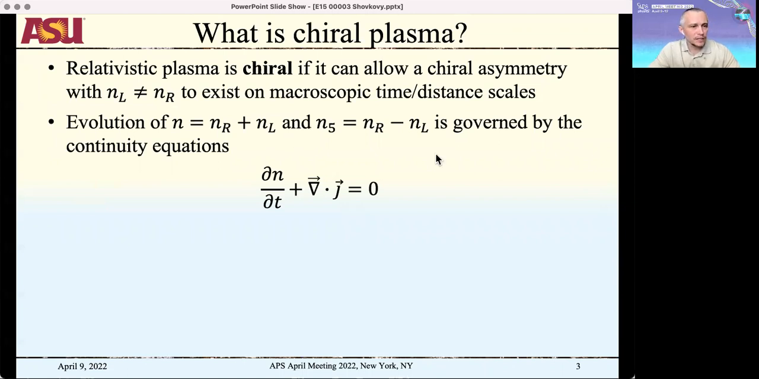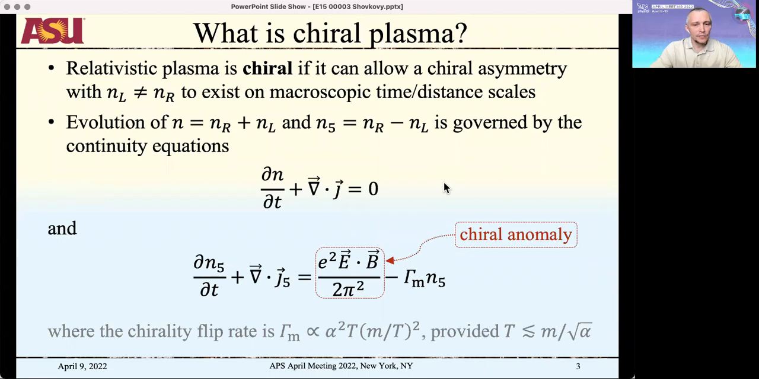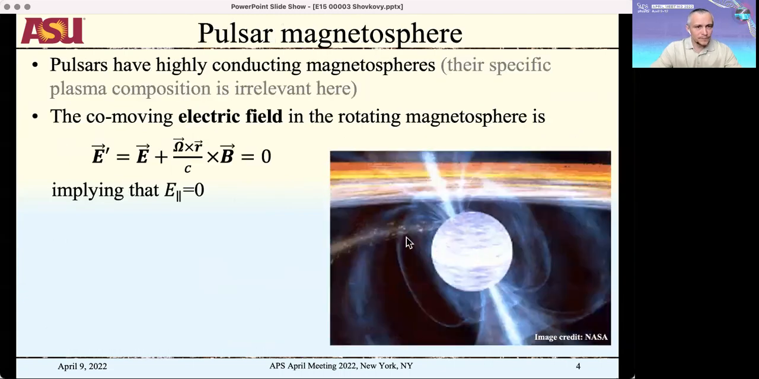In the case of a chiral plasma, it is convenient to describe it in terms of two densities: the total density, n_R plus n_L, and the chiral density, which is the difference of the two. The first one is governed by the usual continuity equation, which represents the exact conservation of the charge, while the other one is described by the anomalous continuity relation. There are two terms on the right-hand side that violate the conservation of the chiral charge. The first one is the famous quantum chiral anomaly, while the second one is the chirality flipping that happens due to the non-zero mass of the fermions in the plasma.